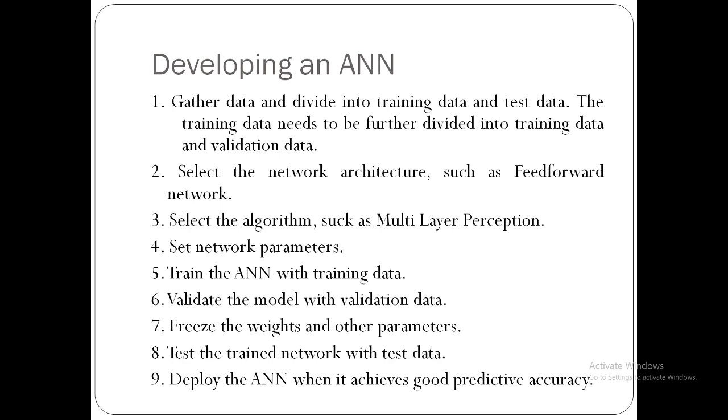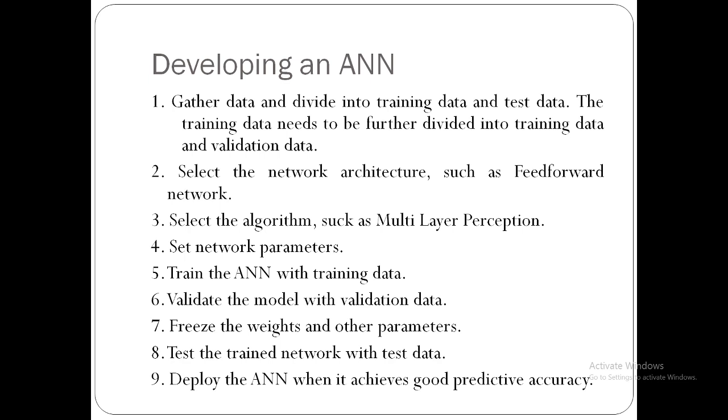After doing this, you have to select the network architecture, such as a feed-forward network. Like this, you have to select the architecture, then select the algorithm, then select the parameters of the network. After doing this, you have to train the ANN with the training data sets. After training the ANN, you have to validate the model with the validation data. After validation, if your output is correct, you have to freeze the weights and other parameters. Then you have to test the trained network with the test data.